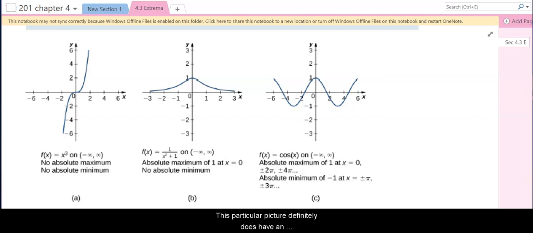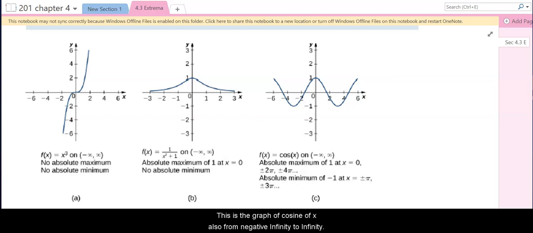This particular picture definitely does have an absolute maximum of y value 1 occurring at x equals 0, but it does not have an absolute minimum because the graph approaches the x-axis nearing 0 on both the far left and the far right as x goes to negative infinity and positive infinity. Again, it's the lack of the bound on the interval that creates the possibility to not be guaranteed to have absolute extrema. Let's look at the last one in part C.